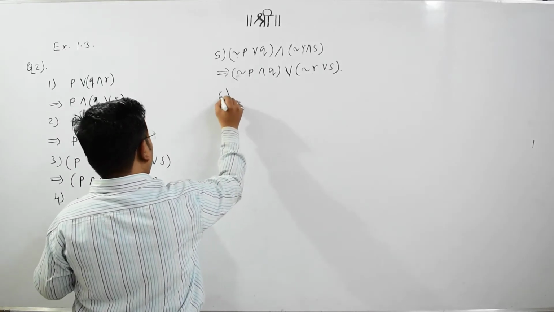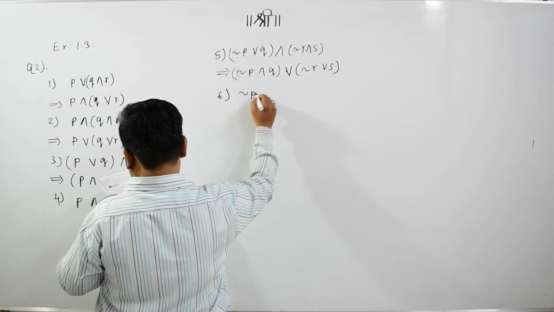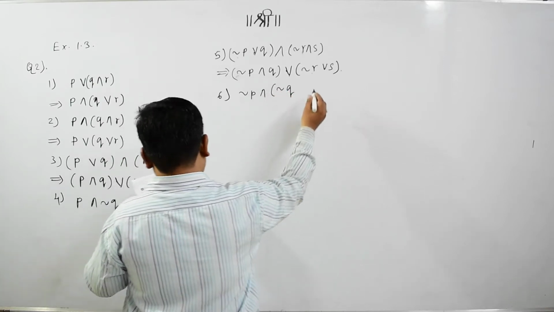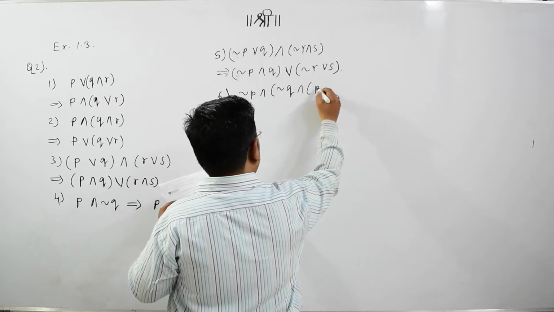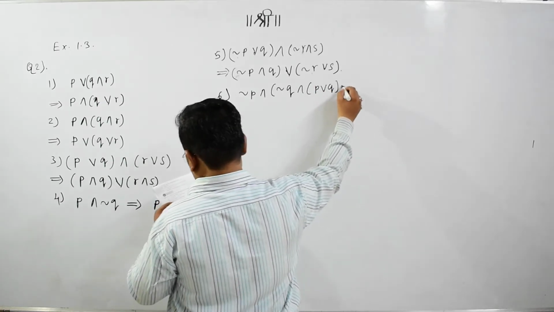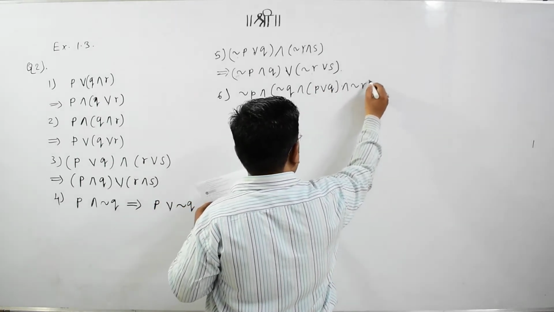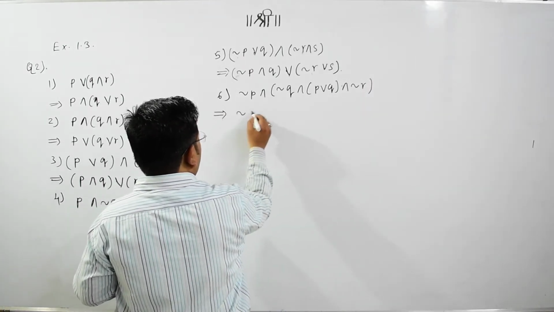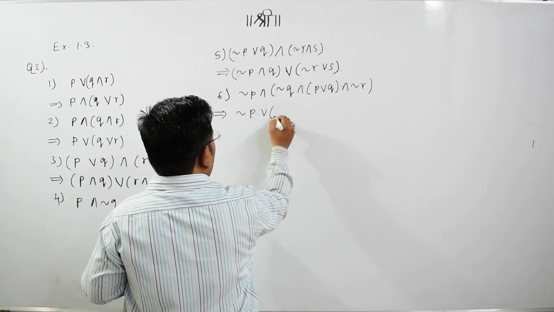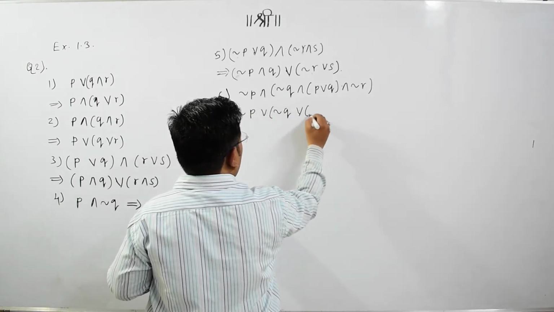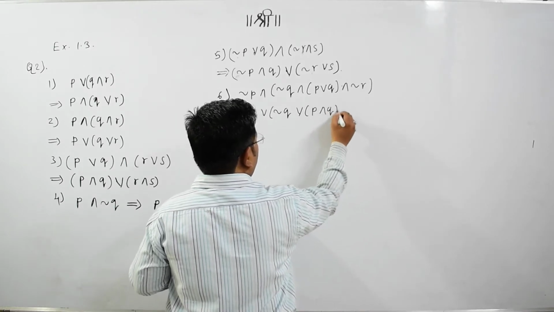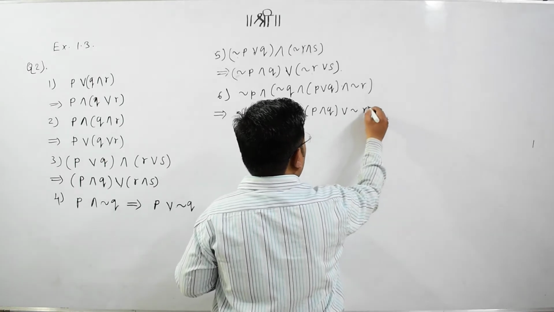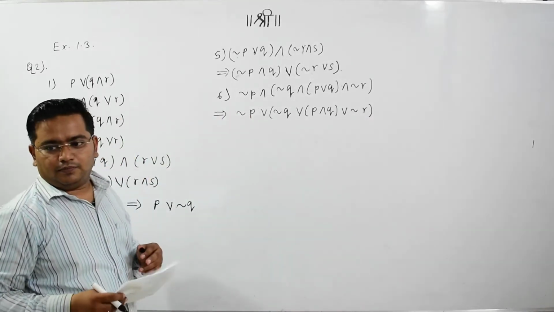Sixth one says something like this: negation of P and negation of Q and P or Q and negation of R. Very big statement. Okay, again we need to change only the symbol. So P or negation of Q or P and Q, and this one or negation of R. Okay, hope we are getting this.